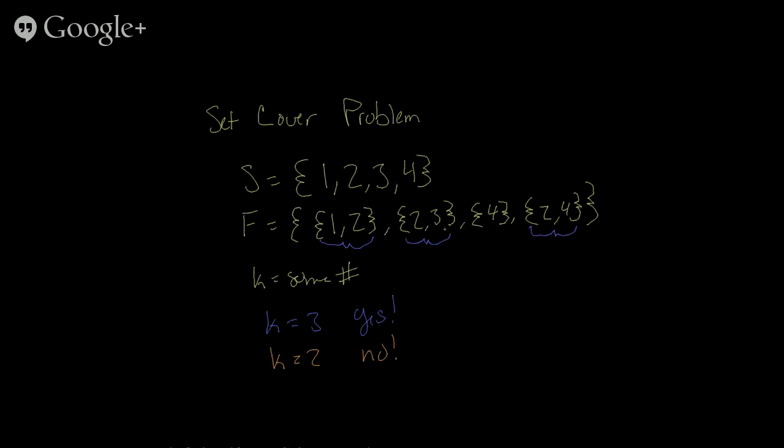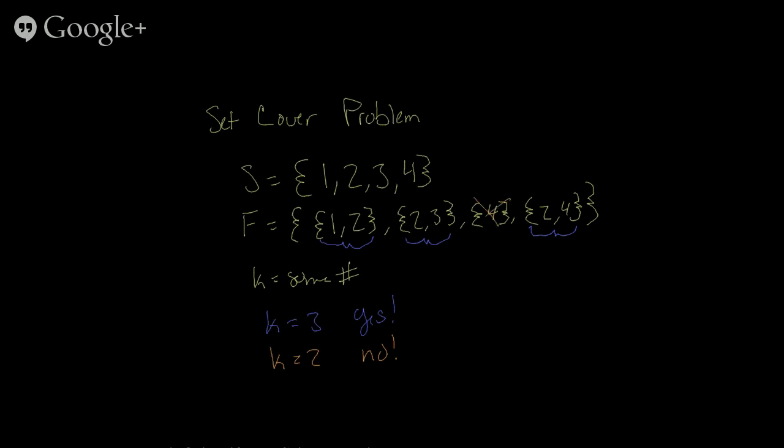There's no 2 elements in F that will give you S if you union it all together. You can't do these 2 because that's just going to give you 1, 2, and 3. You can't do this one and this one because that's going to give you 1, 2, 4. This one and this one will also give you 1, 2, 4. These 2 will give you 2, 3, 4. These 2 here will give you 2, 3, 4. And these 2 here will give you just 2 and 4. So there's no pair of elements from F that when you union them, you get S.